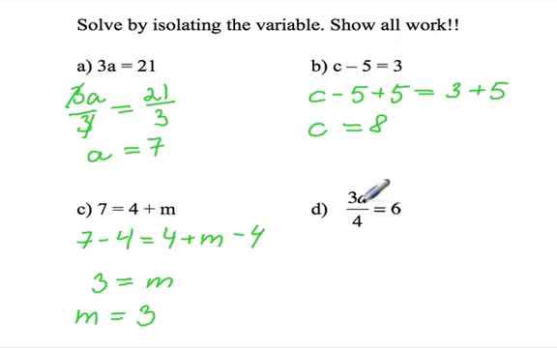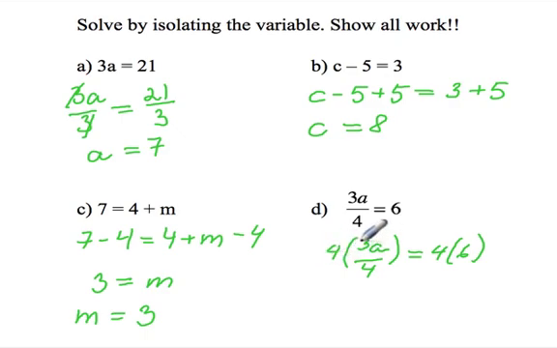Question D. 3a divided by 4 equals 6. There are a couple of ways of solving this problem. One of them is going step by step. So the first step, I have 3 times a divided by 4. So I'm going to choose to multiply both sides by 4, so that I don't have a fraction anymore. 4 times 3a over 4 equals 4 times 6.